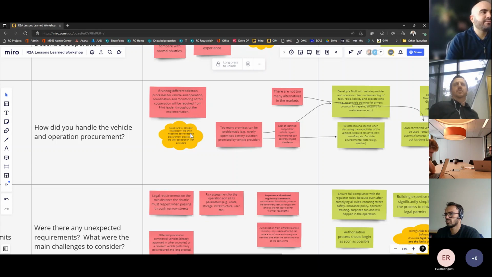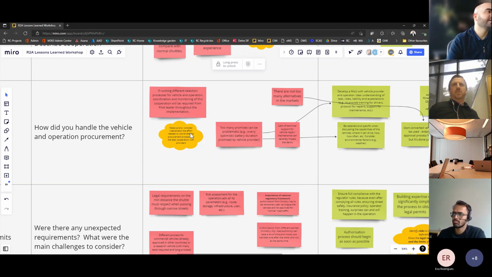Also, in relation to the level of detail when discussing with the potential providers for this type of activities, the call is to be very specific, because there can be overly optimistic promises that can then lead to misunderstandings or issues in the work plan.